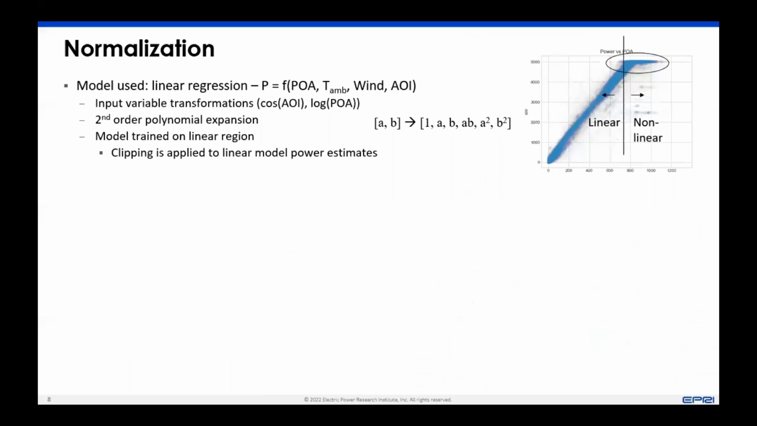Yes, so the model is trained on the linear region. You can see it's clipped here. Kristen explained what clipping is, and so we trained the model only on the linear region and excluded the clipping region.